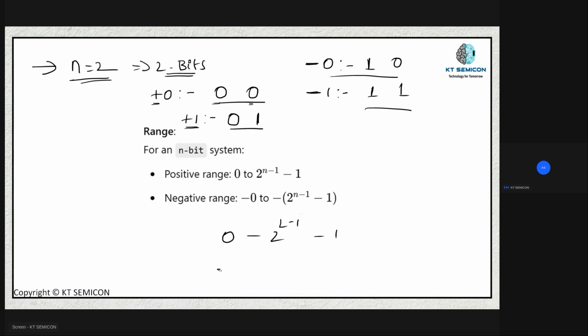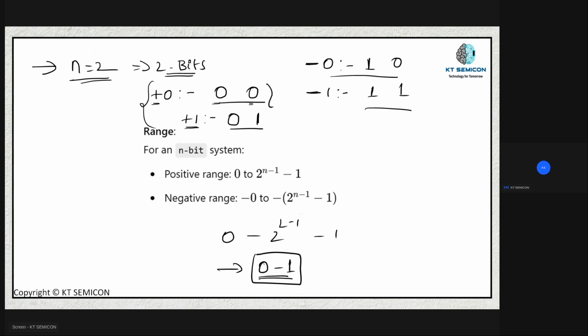Okay. So 0 to 2 power 2 minus 1, that is nothing but 2 minus 1, so 0 to 1. So the positive numbers which I can represent using this sign magnitude form of representation, if I have 2 bits, are nothing but 0 and 1. Okay. From this example also we can see it.